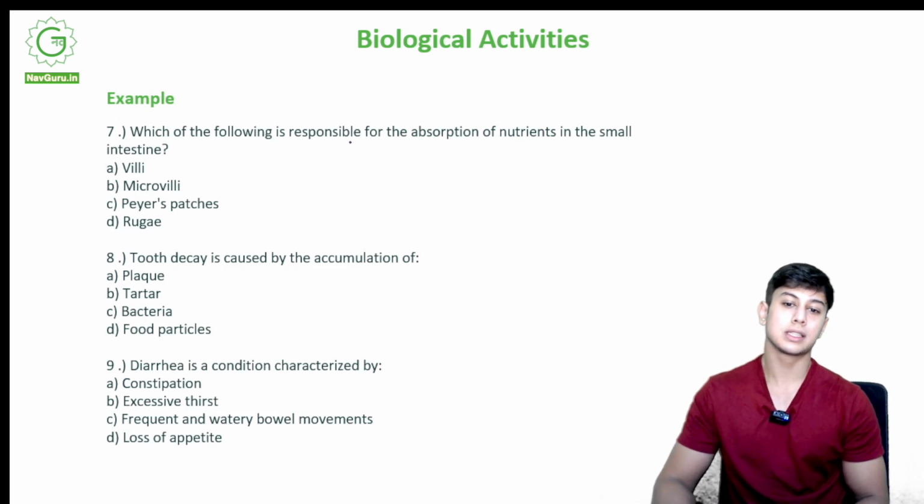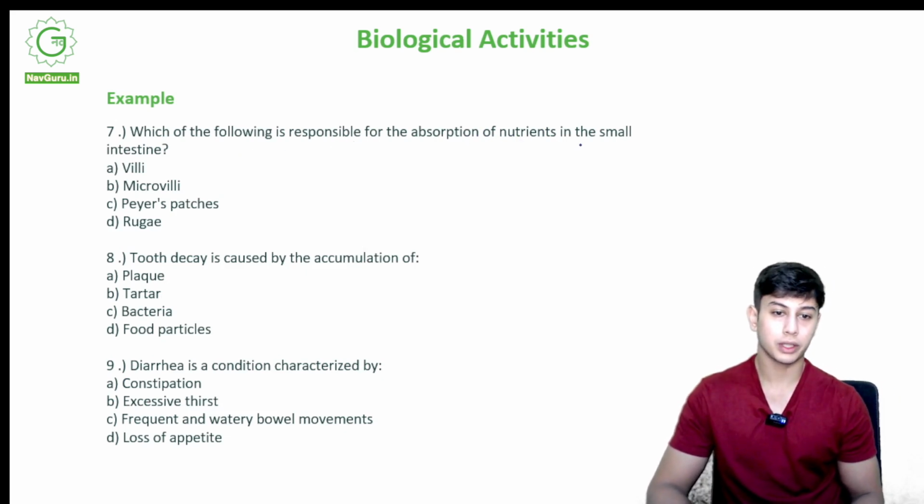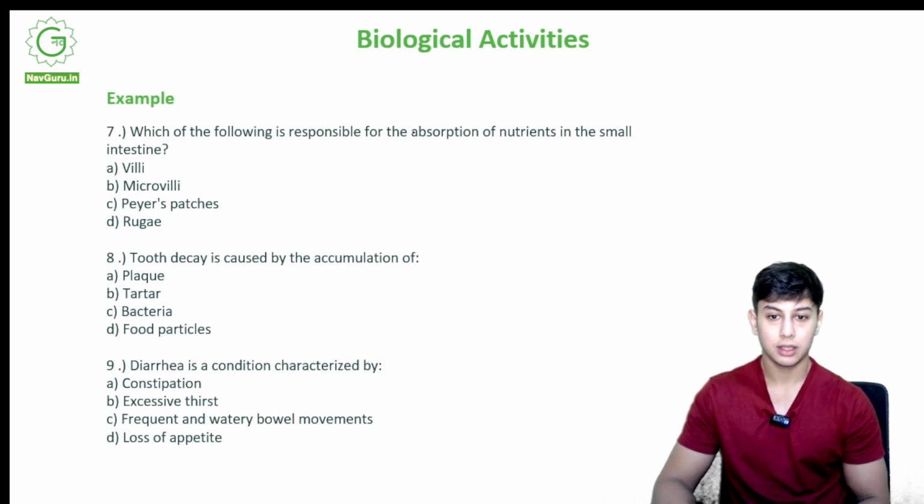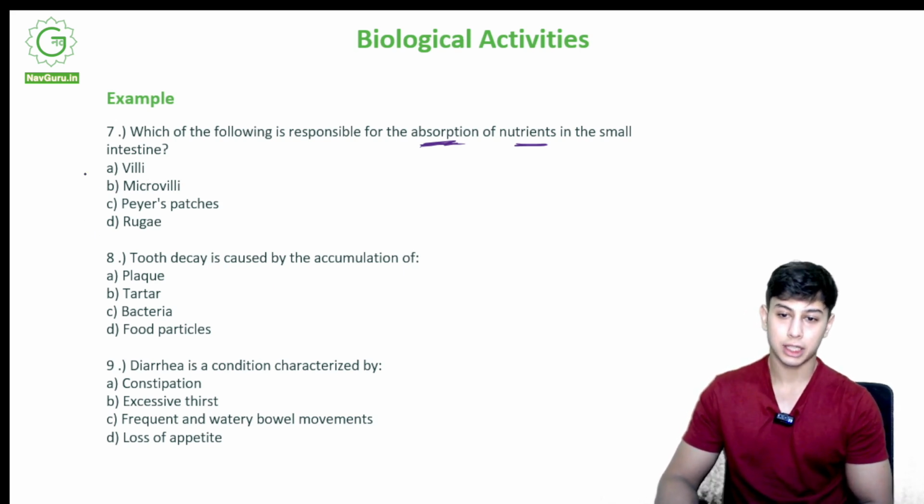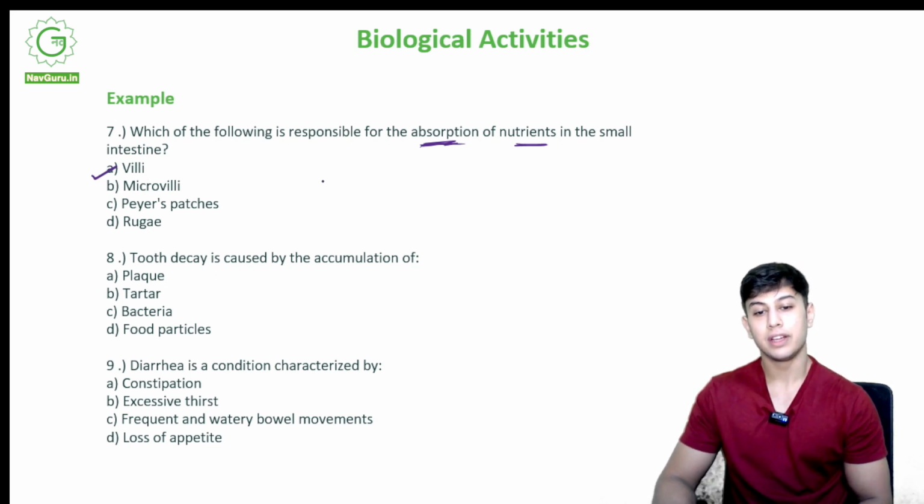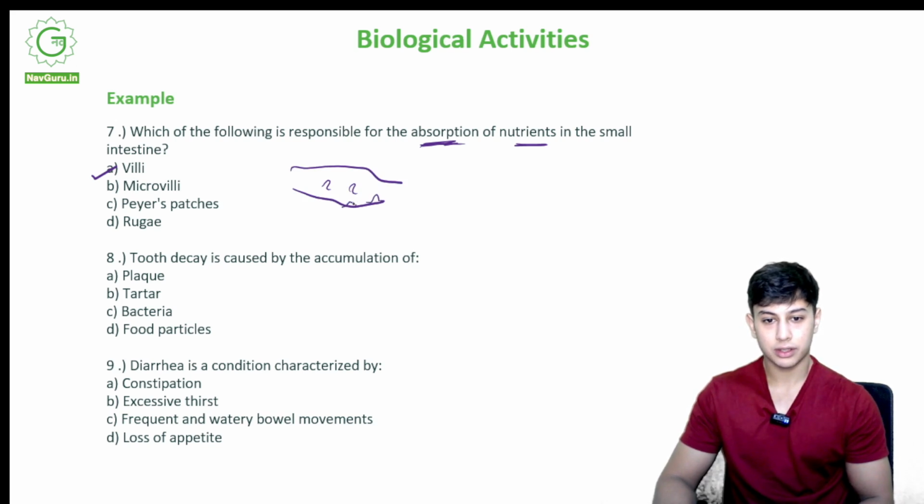Which of the following is responsible for the absorption of nutrients in the small intestine? Alright, these are responsible for the absorption of nutrients. So is it A, villi? Is it microvilli? Is it Peyer's patches? Is it rugae? Alright, so the correct option is option A, villi. Villi are, supposedly this is the intestine, alright. So on the inner surface of the intestine, there are small villi. These absorb the nutrients as food passes by. Okay, so it is A, villi.